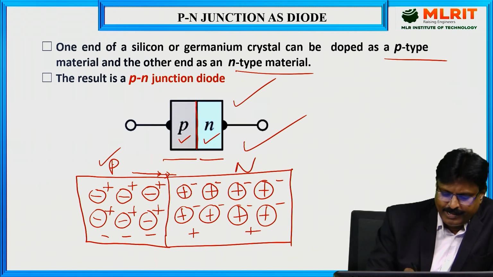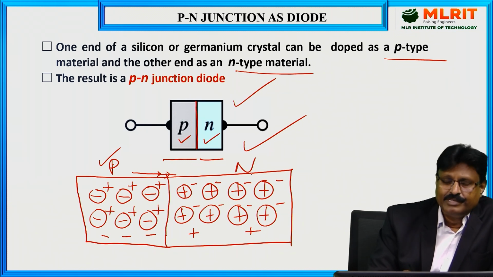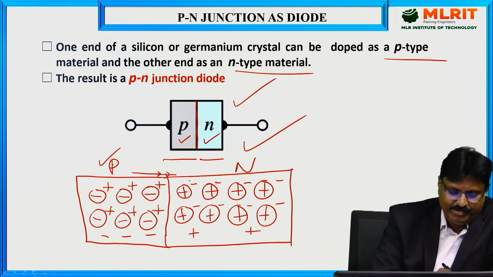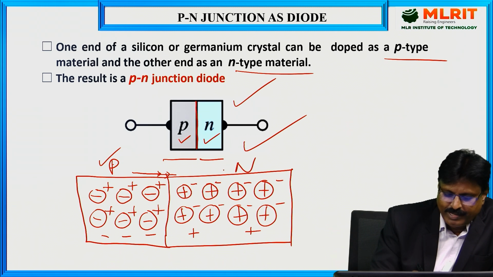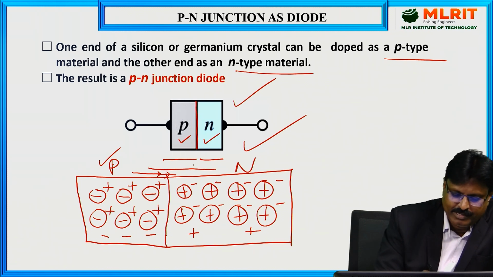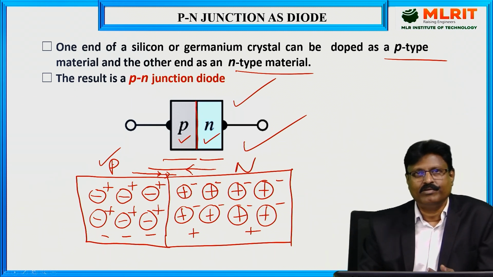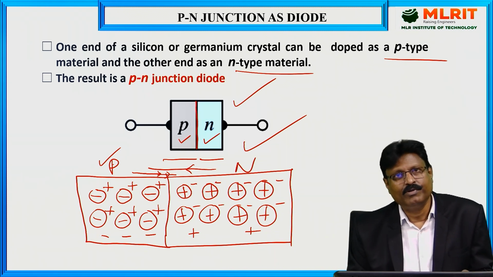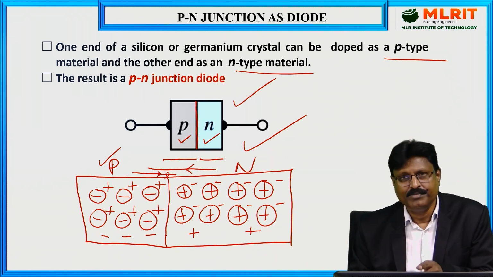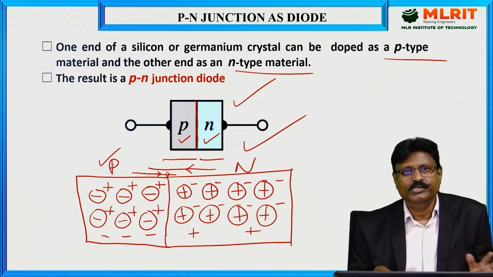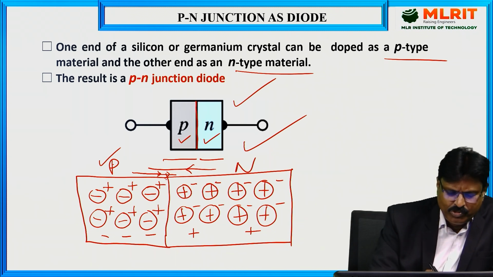Similarly, if you observe N region, the majority carriers are electrons. Electrons are more here when you compare with P region. So that's why here electrons will move from higher concentration to lower concentration, from N side to P side. So this is the direction of the movement of electrons, and this is the direction of holes movement from P side to N side, and electron movement is from N side to P side. Okay, that is due to the diffusion mechanism. And the mostly affected region of this PN junction diode is the junction.